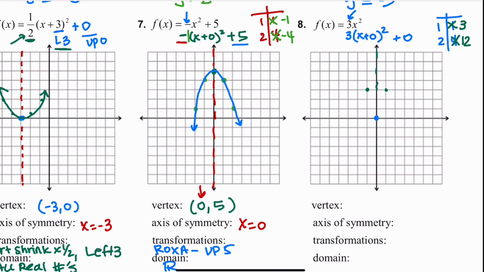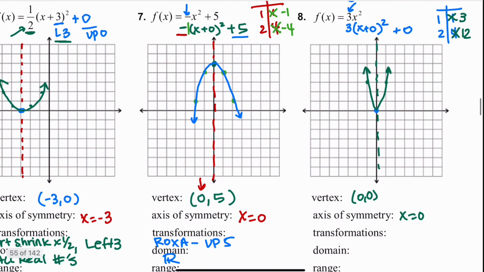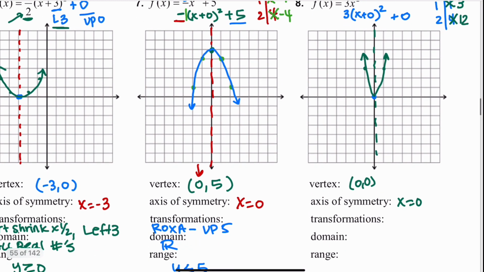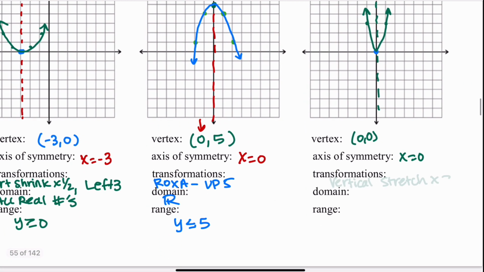Axis of symmetry is going to be right on top. And we just draw in a smooth curve to make a parabola. My vertex is at 0, 0. My axis of symmetry is at x equals 0. And the only transformation I have is that 3 in the front, which is a vertical stretch by 3.